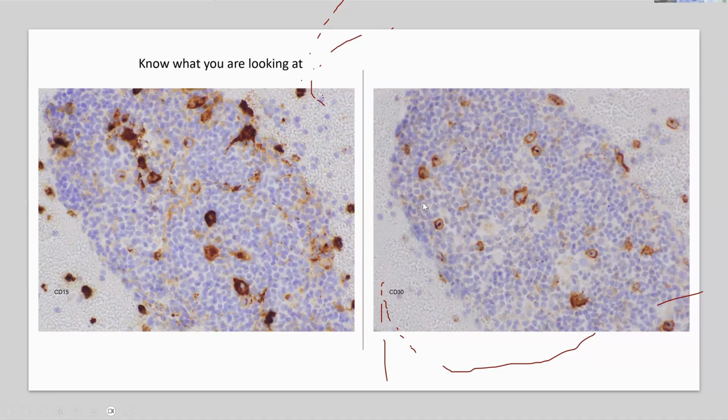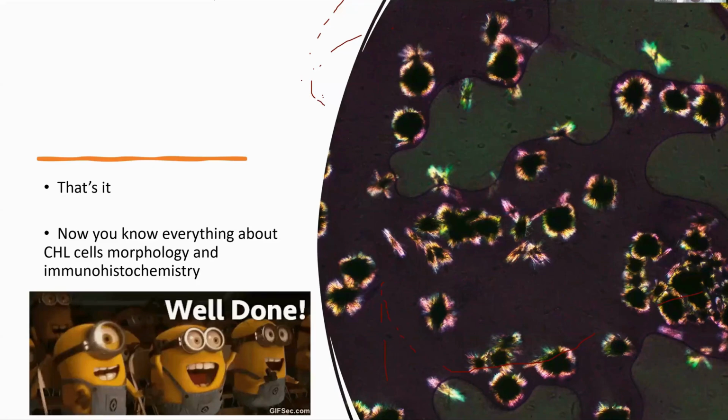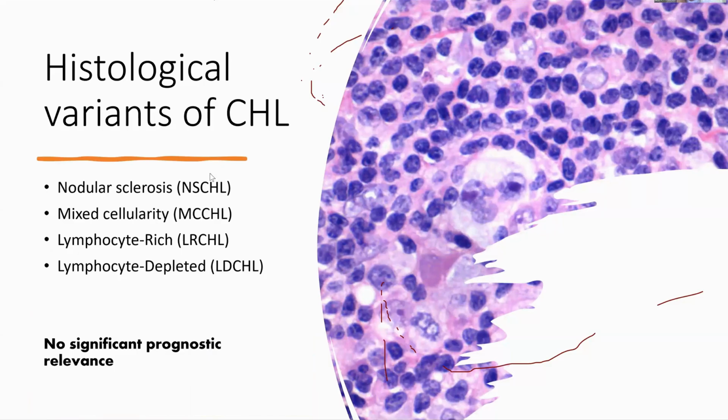So these are the CD30 positive cells. They will be positive for CD15, and all the background rubbish that you see in the CD15 is not true staining. So you have to correlate that this is the cell that I'm looking at in the same area. This is the cell size, the important cell size, and the pattern of staining, the Golgi pattern of staining as well. So by that, congratulations, you know everything about classic Hodgkin's lymphoma morphology and the immunohistochemical staining, and you're ready to go to the next stage.